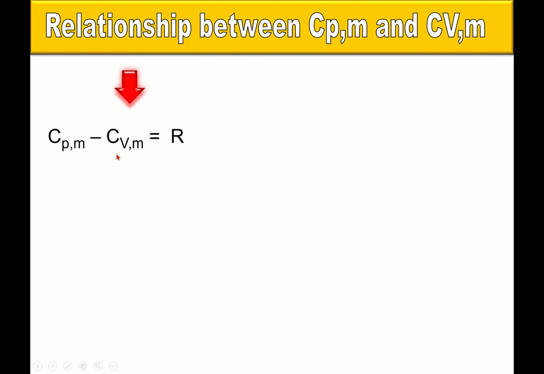Okay, from this relationship, CPM minus CVM equals R. R is always positive, so therefore CPM is always larger than CVM because we get a positive value. Larger value minus lower value, we get a positive value. So it is understood that from this relationship, CPM is always larger than CVM.